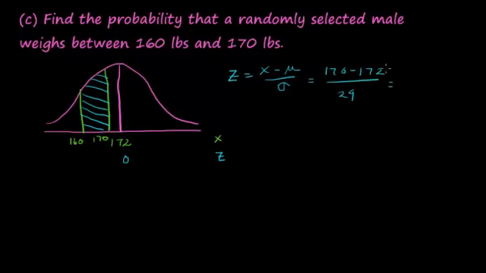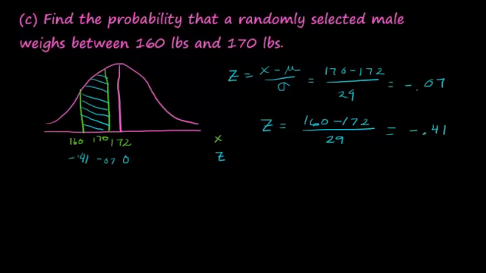So the z-score for 170 turns out to be negative 0.07. Not very far below the mean. And then my z-score for 160 turns out to be negative 0.41. So let's put those on here. Here we have negative 0.07, negative 0.41.